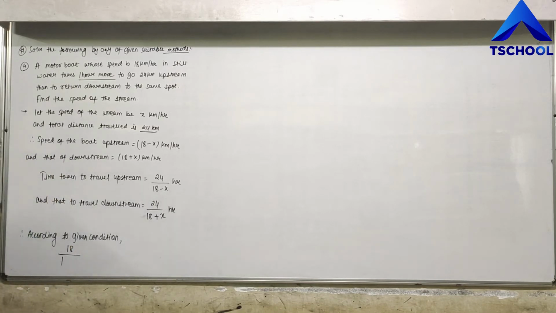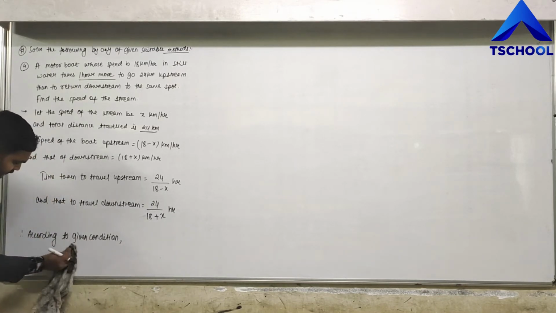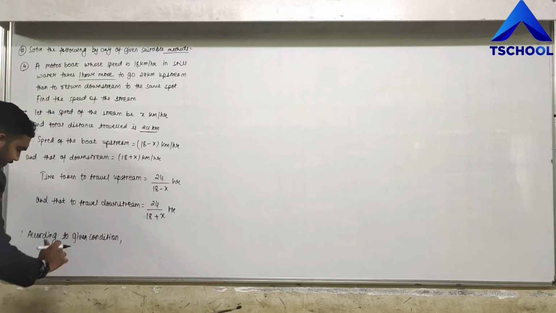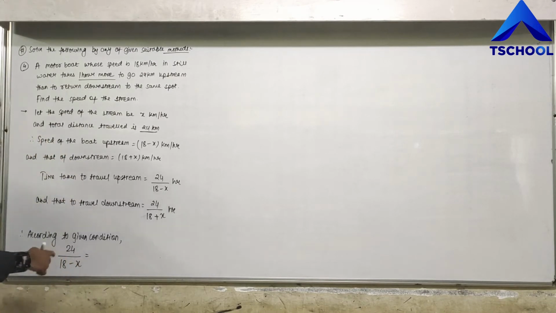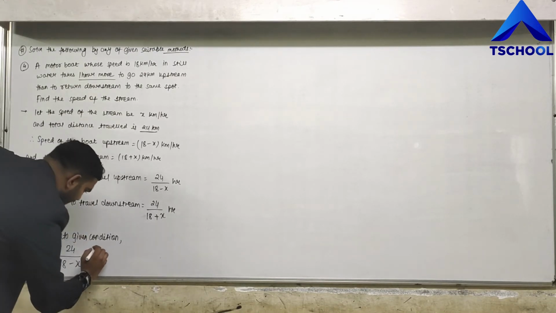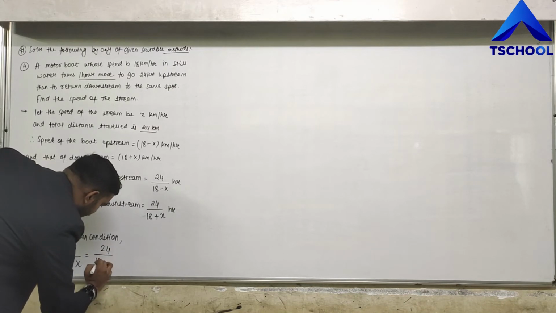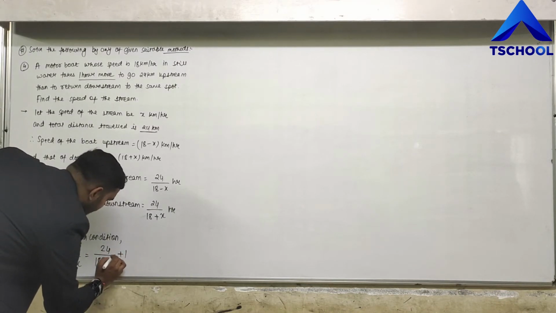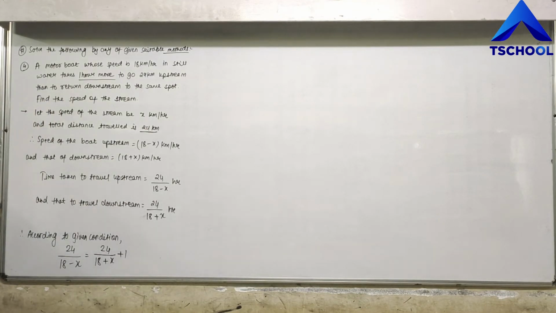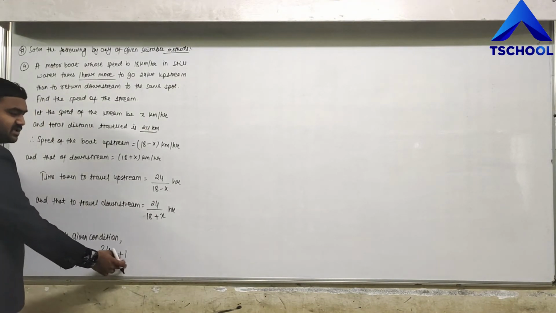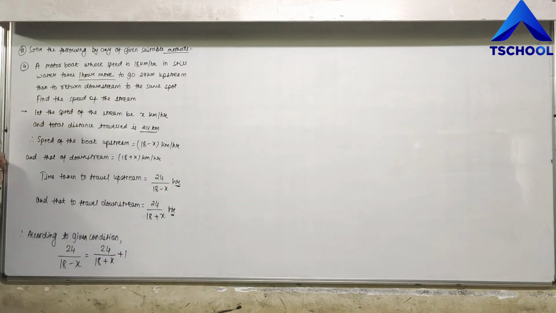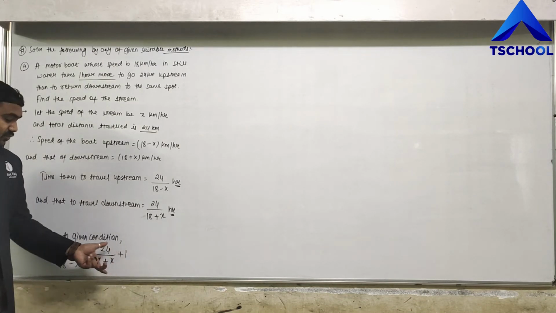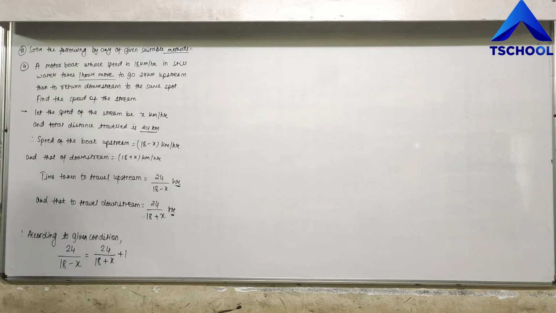sorry, my mistake, not 18 upon, it will be 24 upon, right? So according to the given condition, 24 upon 18 minus x, this is the time taken to travel upstream. That will be 24 upon 18 plus x plus 1, right? It takes 1 hour more. These are all in hours, we have written all in hours, so we can now directly relate them. So time taken to travel upstream is 1 hour more than time taken to travel downstream, right?